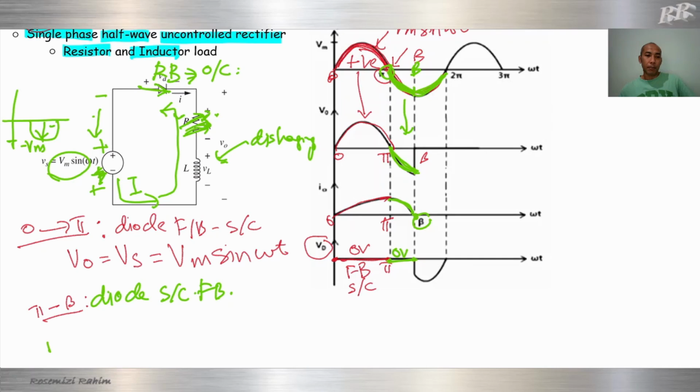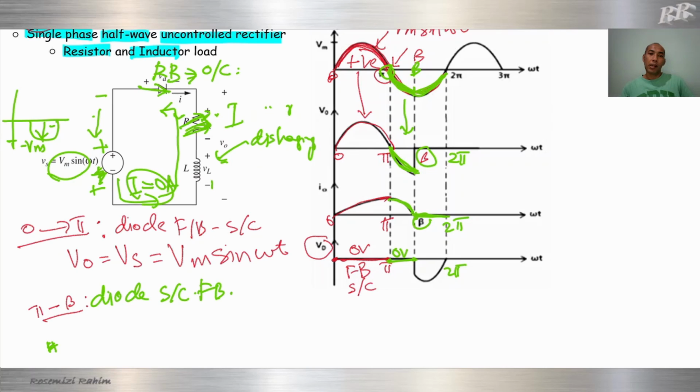Okay, now from beta to pi, the current is 0. The voltage, this open circuit here. When it is open circuit here, the current cannot flow, meaning I equals 0 ampere. Due to open circuit, current cannot flow. When current cannot flow, the output will be 0. This output will be 0. I times R, 0 times R equals 0 volt.